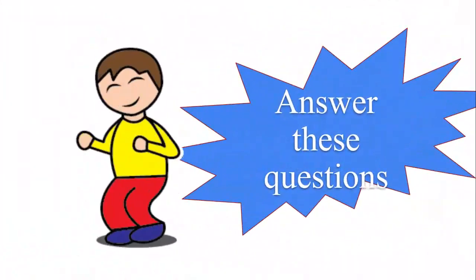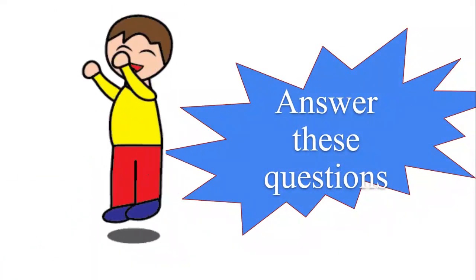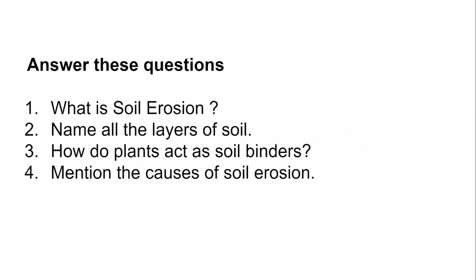Children, now answer the questions given in the next slides orally to test your own knowledge. First question is, what is soil erosion? Then we have, name all the layers of soil. Other question is, how do plants act as soil binders? And then mention the causes of soil erosion.